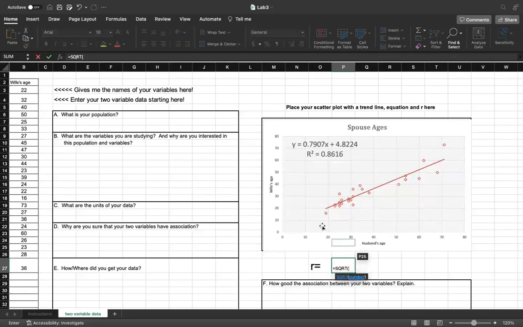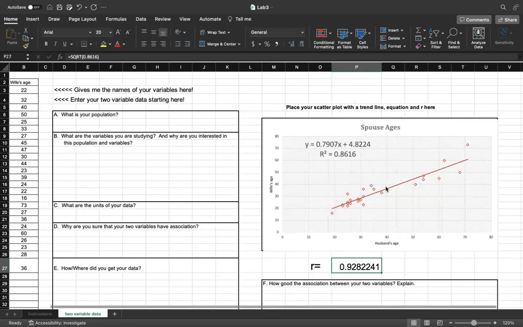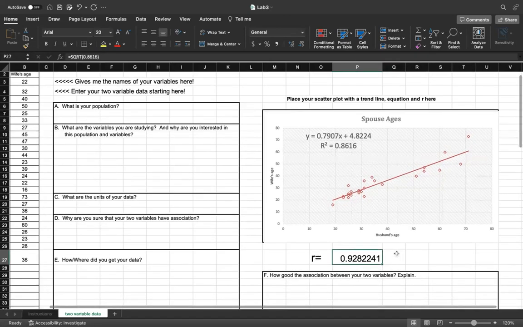And then I want the square root of 0.8616. Because this is an R squared value, if I take the square root of it, I'm going to have my lovely R value. I'm going to make this bigger so we can see. Okay, so my R value is 0.928. It's amazing how fictional data can give you a nice, pretty strong linear relation.